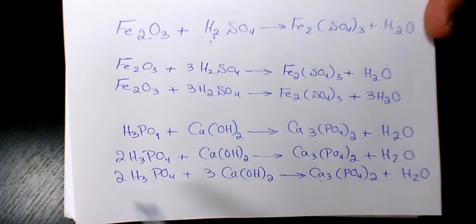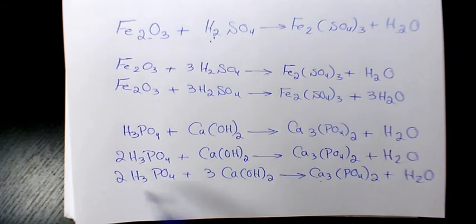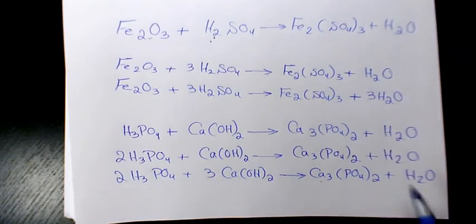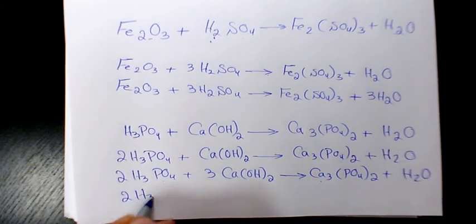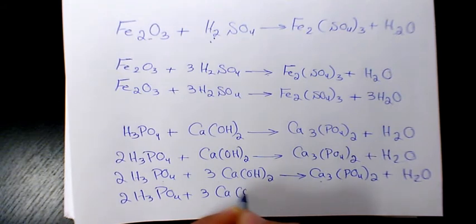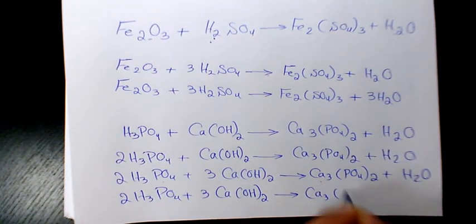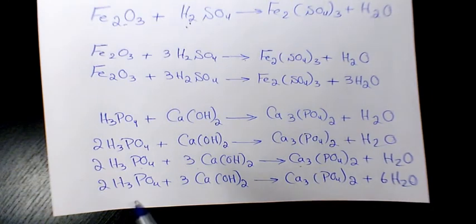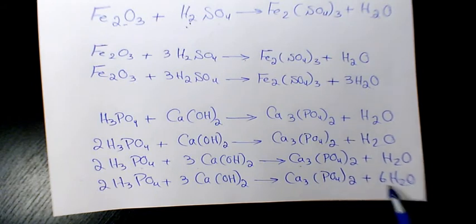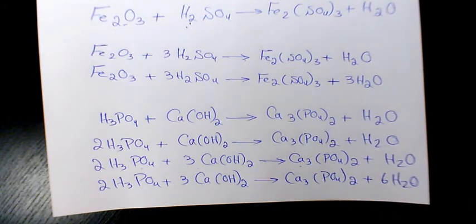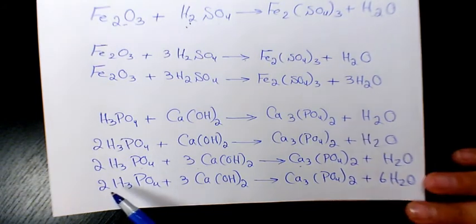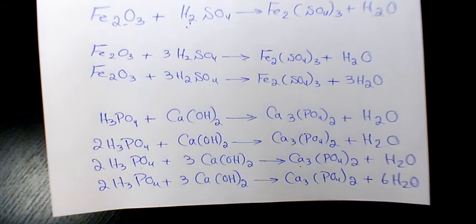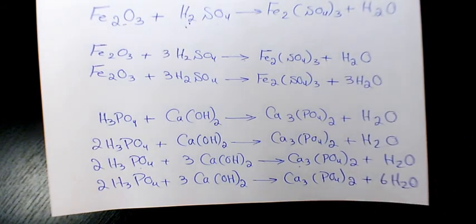We have 6 hydrogen in here, and 6 in here is going to be 12. So we need to place 6 for water. Let's check the oxygen. 2 times 4, 8. 3 times 2, 6. So it's going to be 14. On this side we have 8, 2 times 4, and 6 is going to be 14. So that's balanced. So we need 2 moles of phosphoric acid to react with 3 moles of calcium hydroxide to produce 1 mole of calcium phosphate and 6 moles of water.